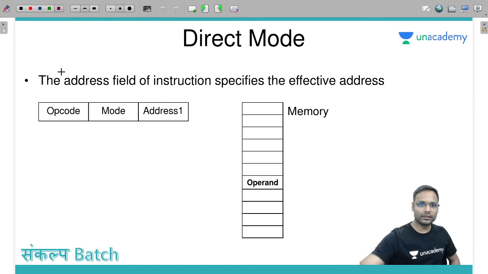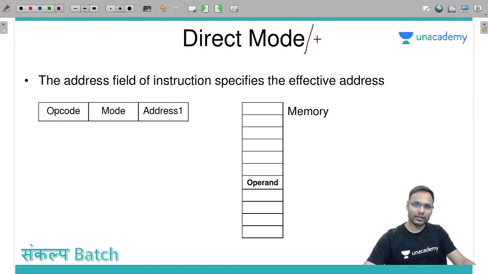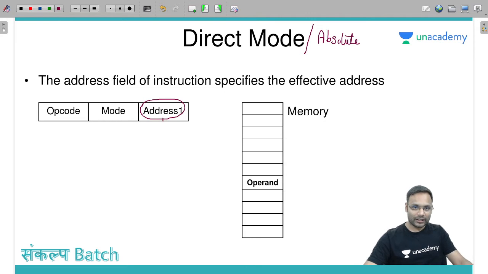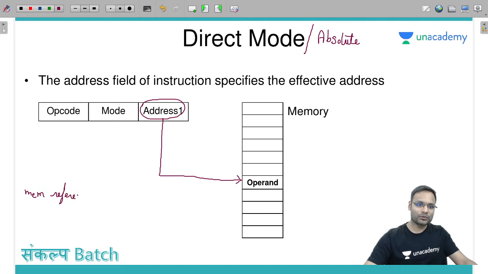अगला टाइप, डायरेक्ट मोड. This direct mode has another name also, absolute mode. What is the meaning? The operand is taken from memory, और ऑपरेंड के एड्रेस को बोलते हैं इफेक्टिव एड्रेस. This particular address part of the instruction will specify the effective address. Use that effective address, go to the memory, and you will get the operand. How many memory accesses? Memory references. How many times will you have to refer to the memory? Only one to get the data.